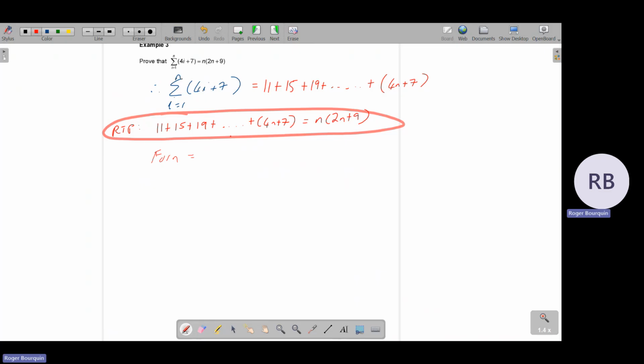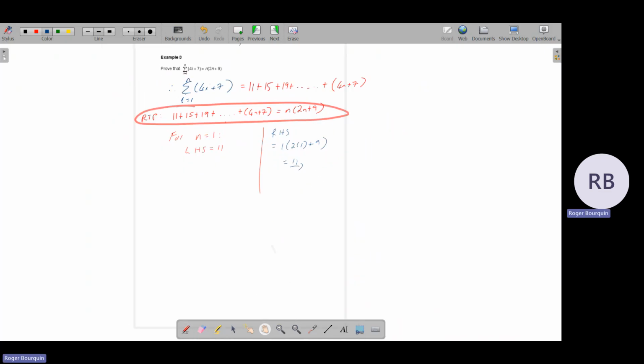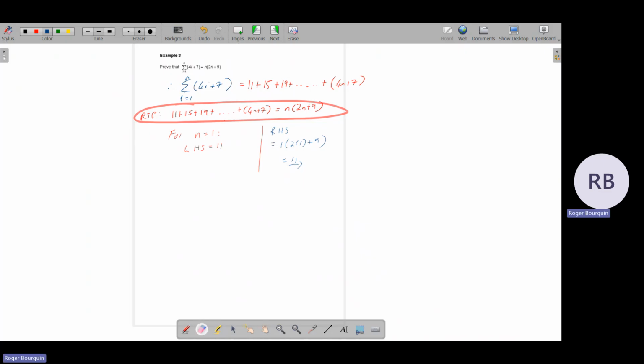I would do it like this. On the right-hand side, I wouldn't do the left-hand side. So for n is equal to 1, what does that mean? You add up the first term on the left-hand side, what do you get? Left-hand side is equal to 11. The right-hand side, I'd probably just show a bit of working: 1 times 2 times 1 plus 9, which is 11. So that the first domino can fall, right? So what have we shown? Therefore, true for n is equal to 1.